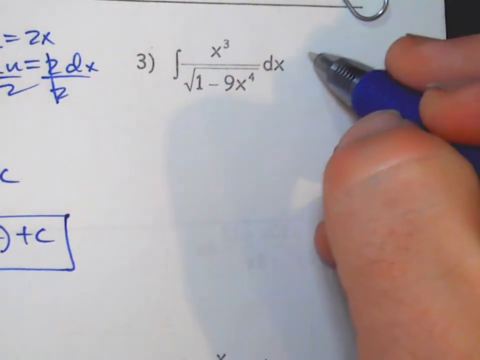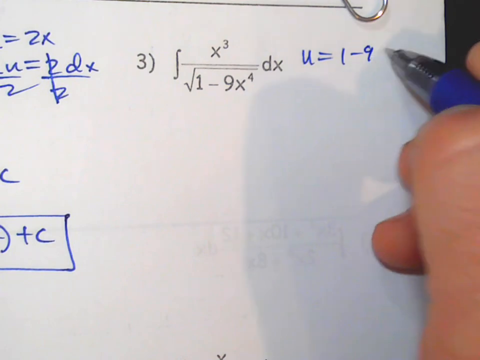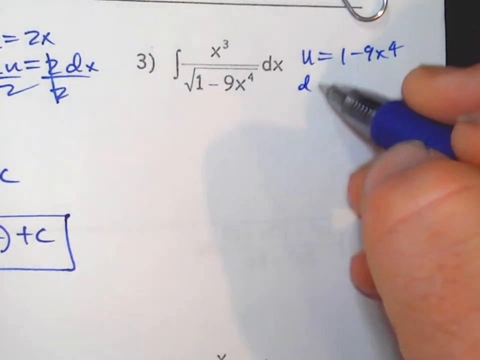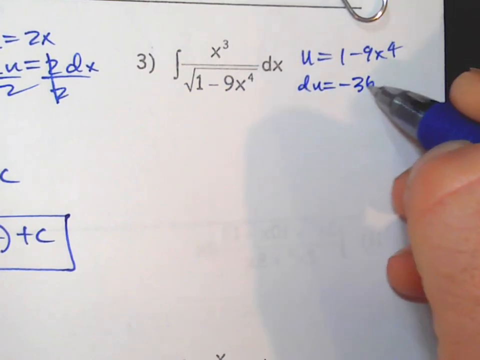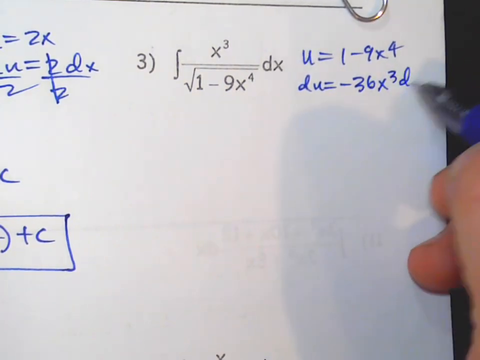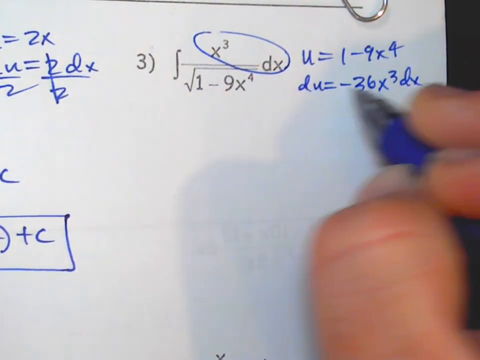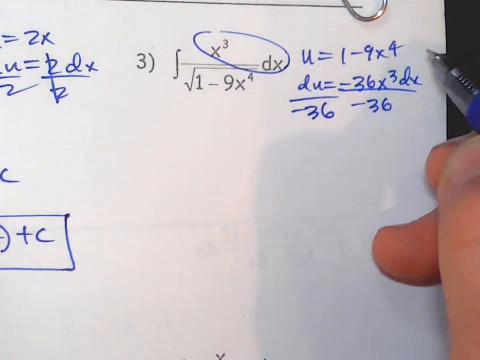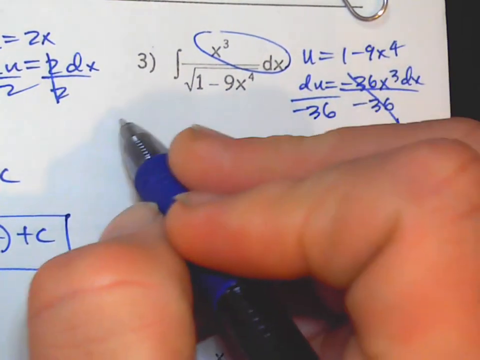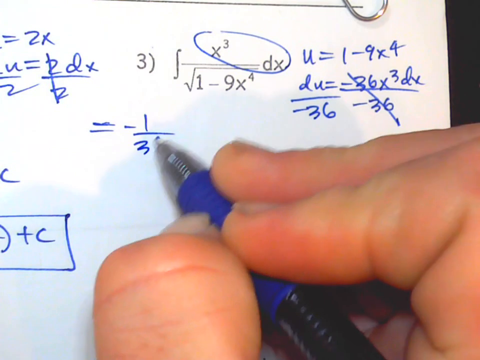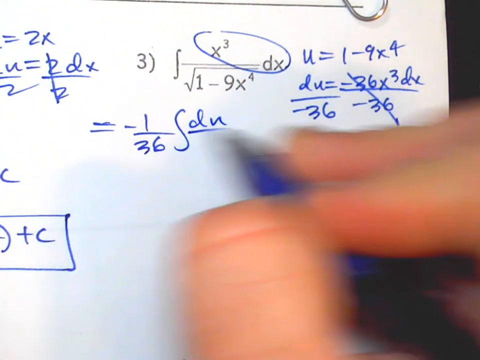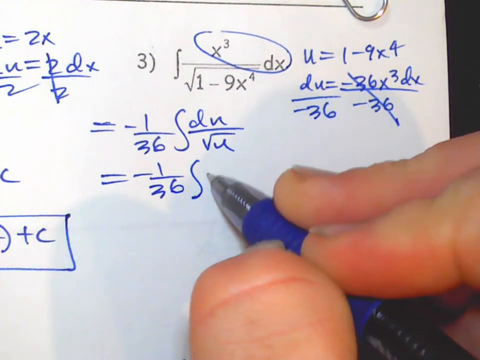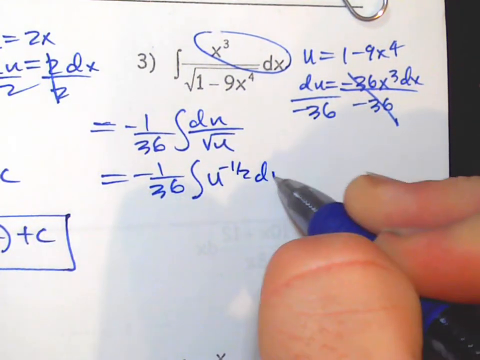Number 3, u equals 1 minus 9x to the 4th. It almost looks like it'd be inverse sine, but nope. Regular old u-substitution, because we get that x cubed dx. Don't want the 36. Divide by the negative 36. So this is going to be negative 1 over 36 du over the square root of u, which is not natural log. It's a power rule problem.